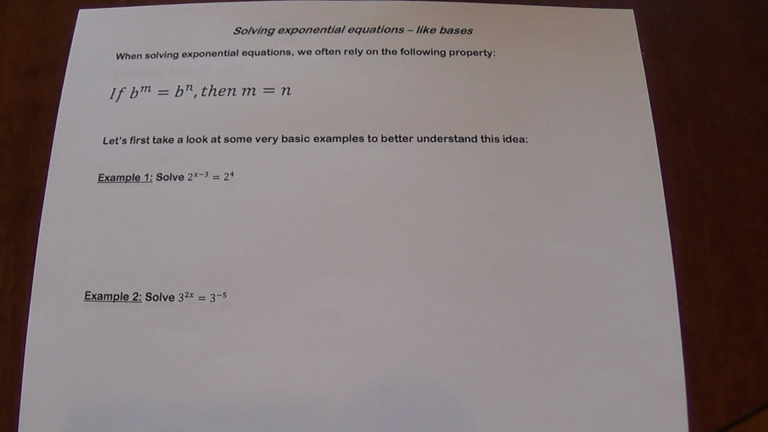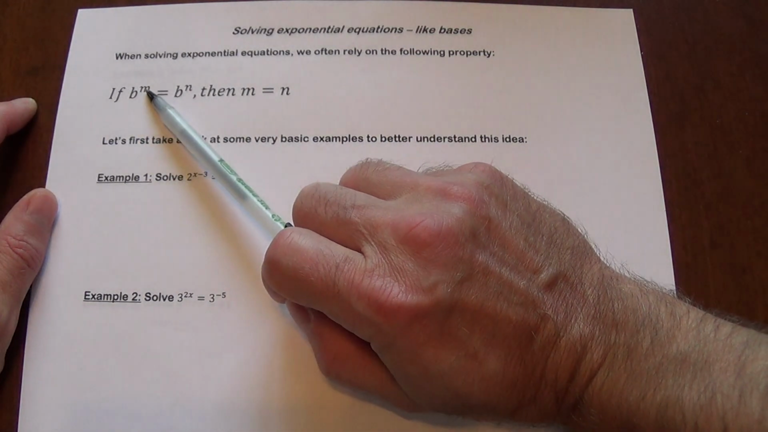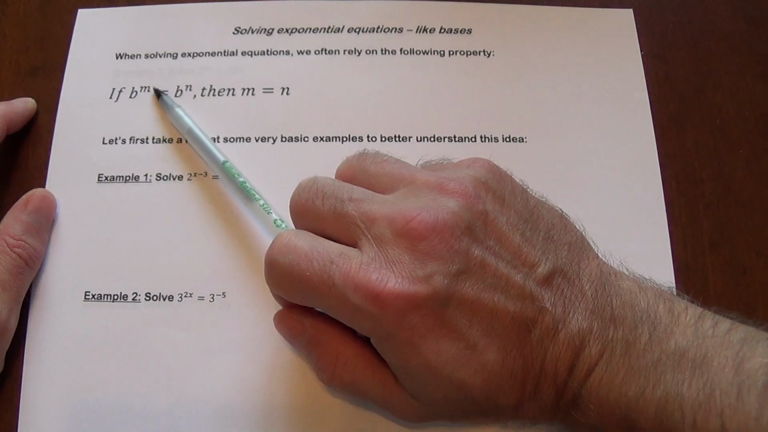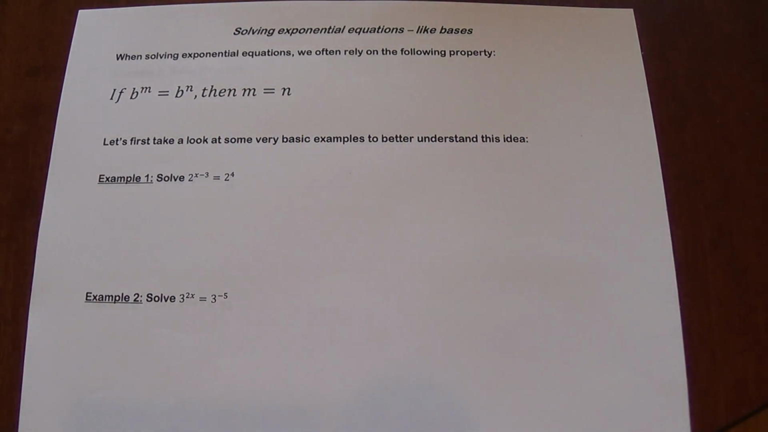Hi, today we're going to talk about how to solve exponential equations that have like bases. So our main idea here is if you have a base to a power m equals the same base to the power n, then the two exponents must equal each other. That's the only way it's going to work. Okay? So we are going to work under this assumption. Every problem we are going to do is going to rely on that concept.